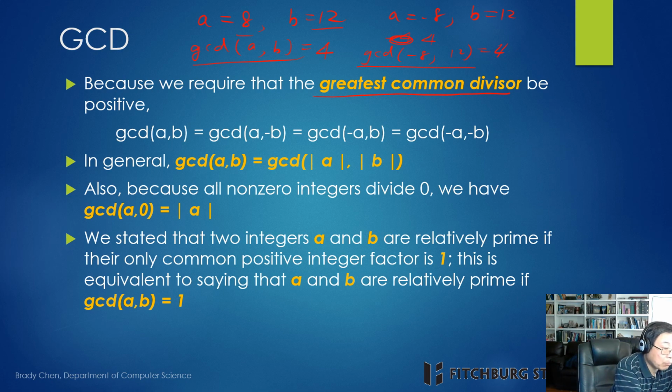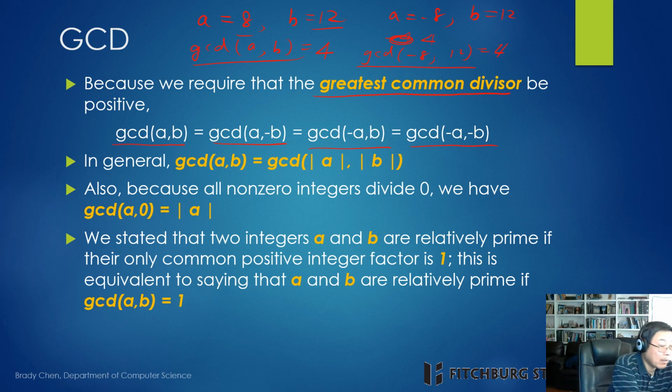So in general, we can say the greatest common divisor of a and b, the greatest common divisor of a and minus b, the greatest common divisor of minus a and b, and the greatest common divisor of minus a and minus b are the same. So any time we try to figure out the greatest common divisor of two numbers, whether they're positive or negative, we can always ignore the negative sign and keep the positive one.